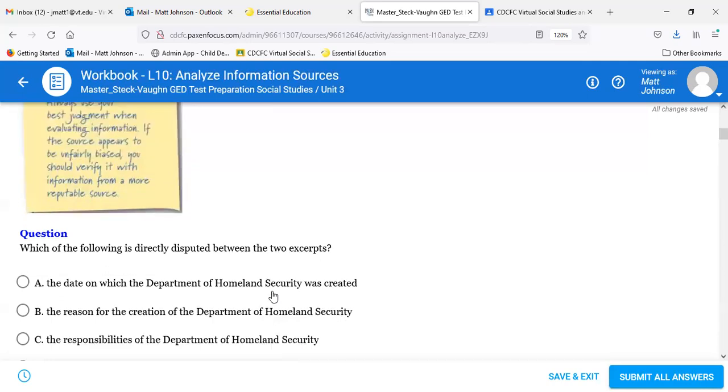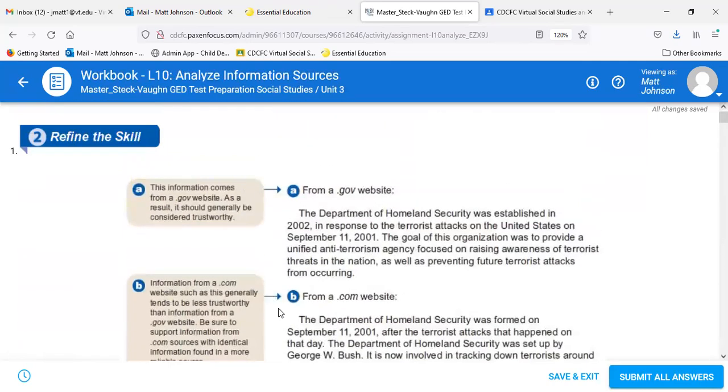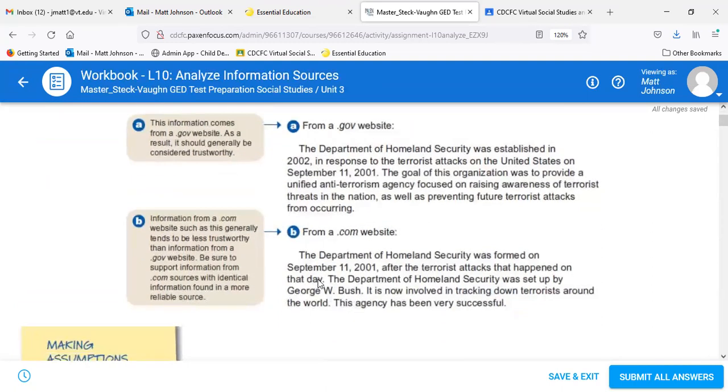C, responsibility. So it's A, and we'll go back and take a quick look. The Department of Homeland Security was established in 2002. That's what the .gov site says. On the .com website, the Department of Homeland Security was formed on September 11th, 2001. So that's the dispute, right? One saying it wasn't formed until 2002, the other on September 11th, 2001.